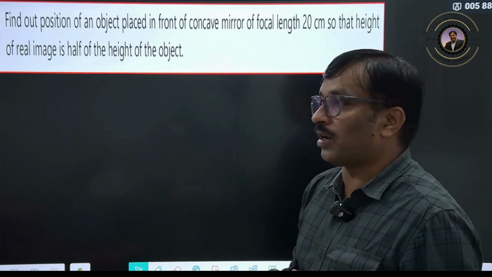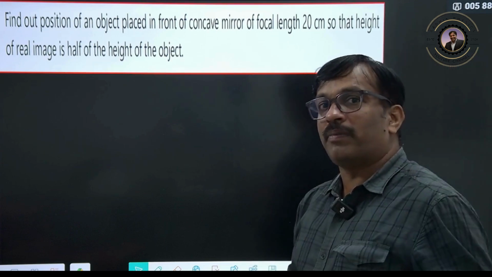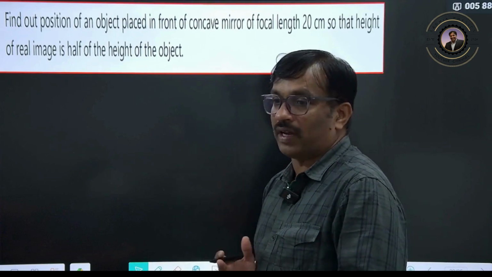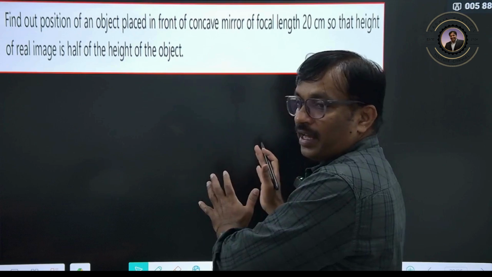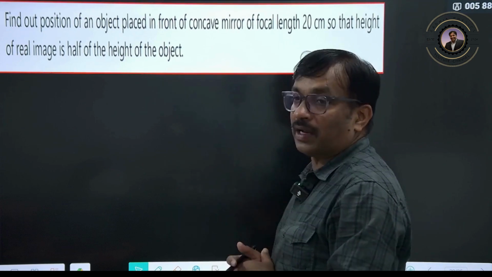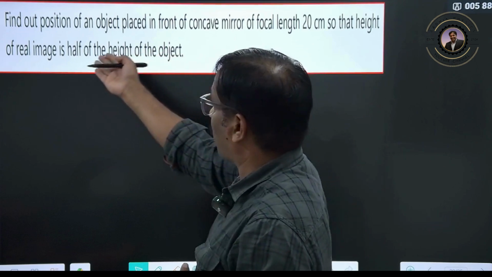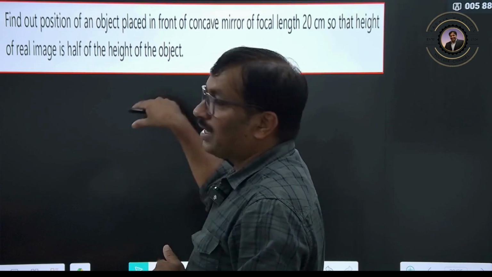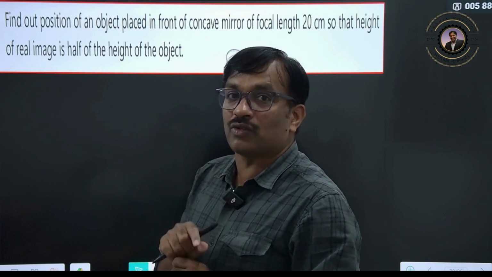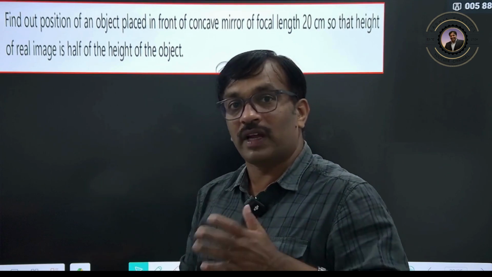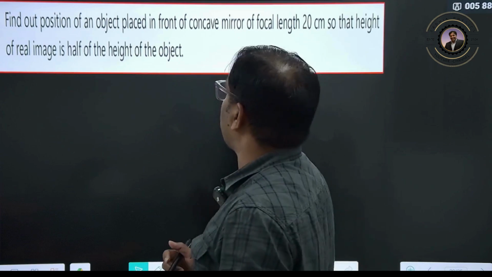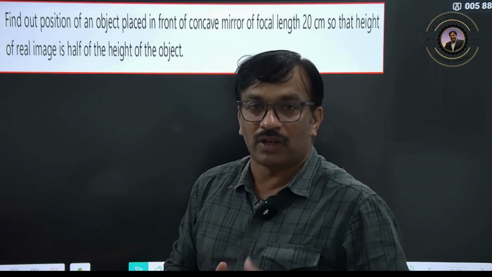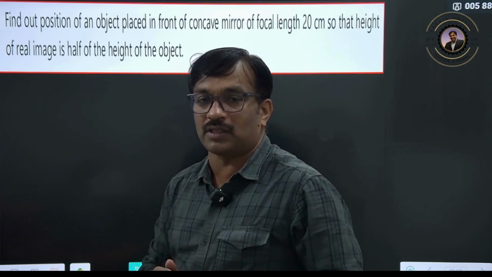That means the image height is smaller, so the object should be beyond the center of curvature. See, without using any pen and paper, you should keep all these ray diagrams in your mind. It asks for a real image, which means an inverted image. But the height is smaller, so the image must be formed between F and C, and the object must be beyond C. Focal length is 20, so the center of curvature is 40, therefore above 40. If any option is above 40, that is your answer, that's all.